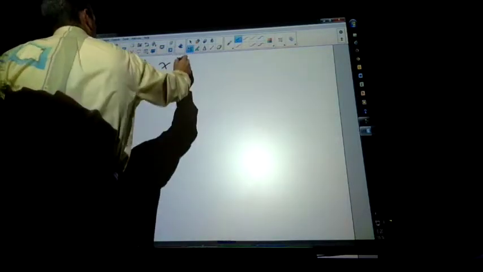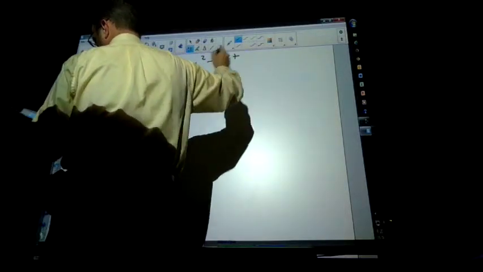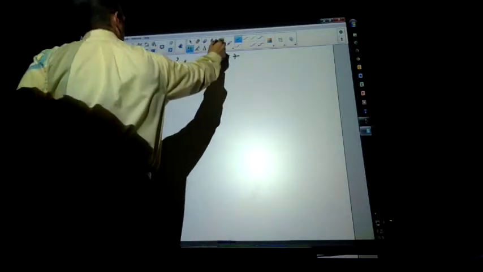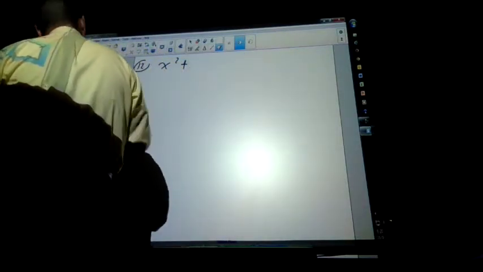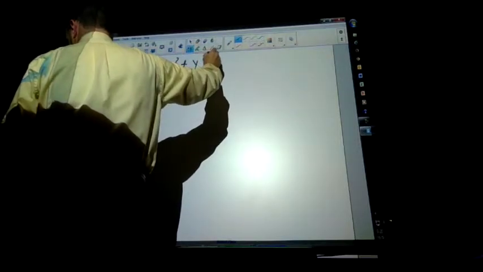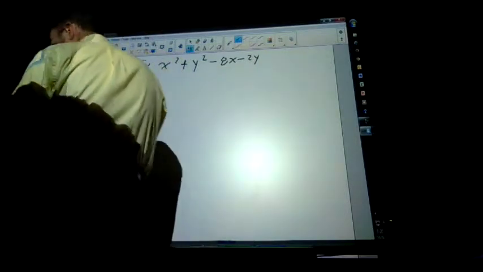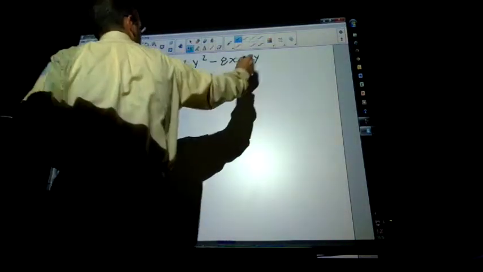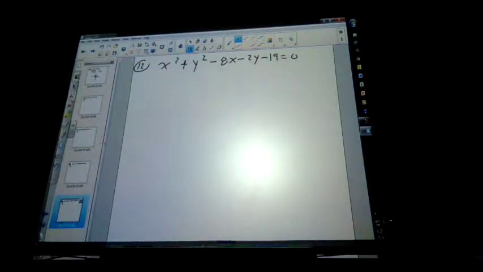x squared plus y squared. Number 12. x squared plus y squared, minus 8x minus 2y, minus 19 equals 0. Okay.